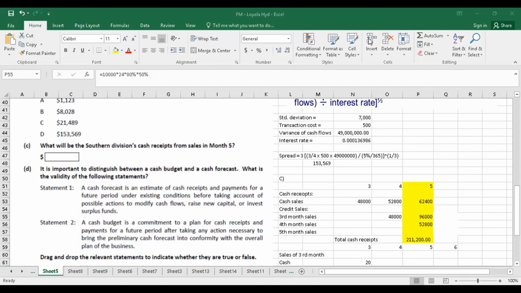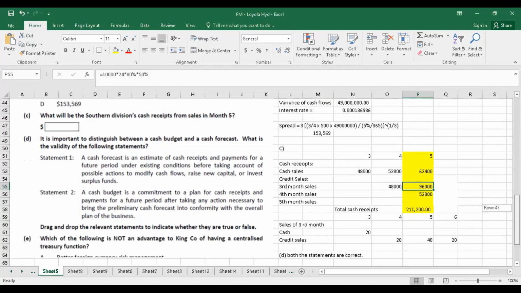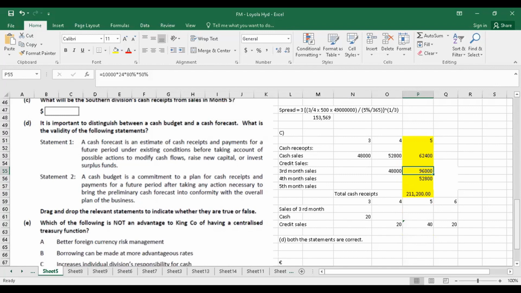It is important to distinguish between a cash budget and a cash forecast. What is the validity of the following statements? Statement A says, a cash forecast is an estimate of cash receipts and cash payments for a future period under existing conditions, but before taking account of possible actions to modify cash flows, raise new capital or invest surplus funds. That's about the cash forecast.